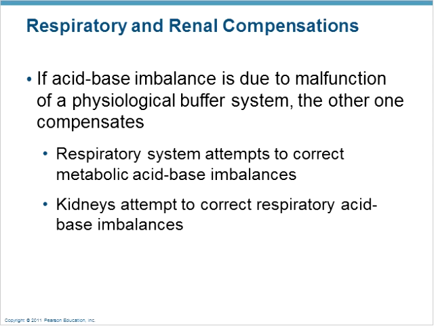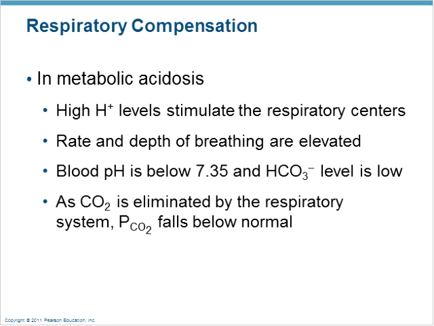We talk about respiratory and renal compensations. If the acid-base imbalance is due to malfunction of one physiological buffer system, the other one compensates. For instance, the respiratory system attempts to correct metabolic acid-base imbalances, and the kidneys attempt to correct respiratory acid-base imbalances if the other one can't keep up. In metabolic acidosis, the high hydrogen levels stimulate the respiratory centers. The rate and depth of breathing is elevated, the blood pH is below 7.35, and the HCO3 level is low. As CO2 is eliminated by the respiratory system, PCO2 falls below the normal level.